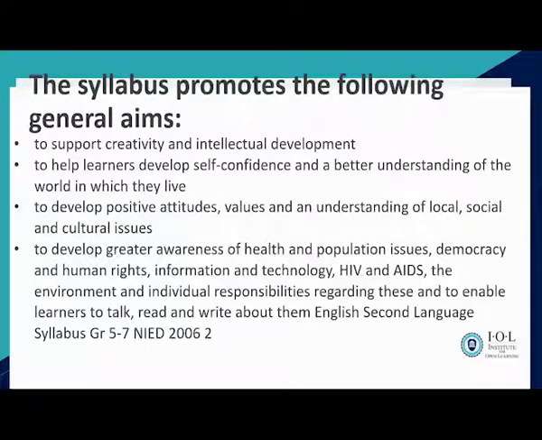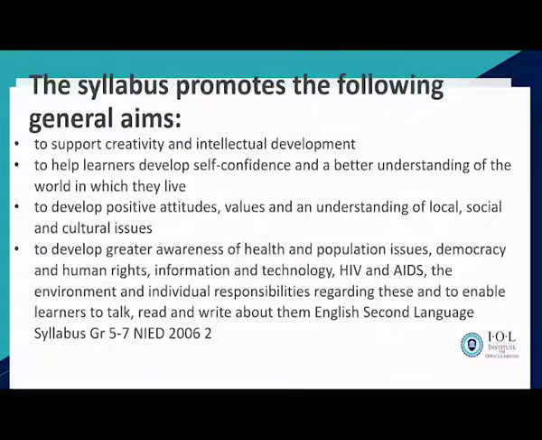How will you know about America if you don't read? How will you know about Caprivi when you live in Windhoek if you don't read? How will you know about the outside world if you don't read? So reading can enrich your knowledge in basic terms. Also, you get a positive attitude and understand your local social and cultural issues. These are things you find in reading. Be aware of health and population issues, all these things, like I said earlier, you will understand them. You will be aware just through reading.